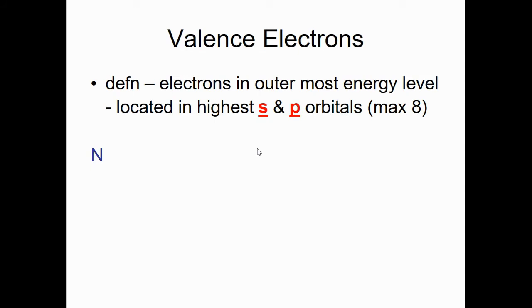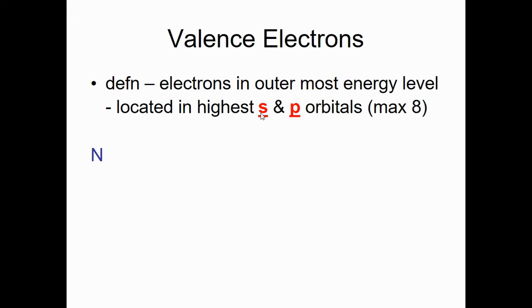Your noble gases, the ones all the way to the right on the periodic table, all have 8. They're full. That's what everybody strives for. They strive to have 8. That's called the octet rule, and we'll talk a lot more about that in upcoming units.